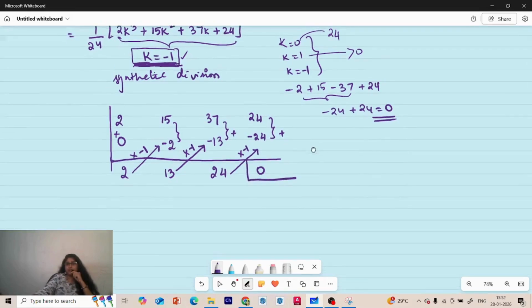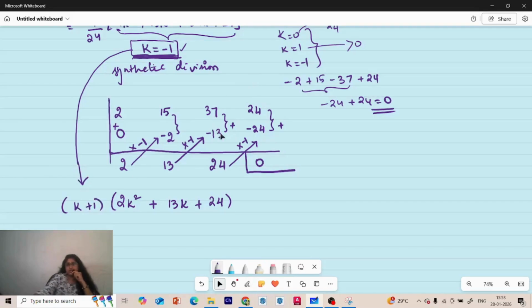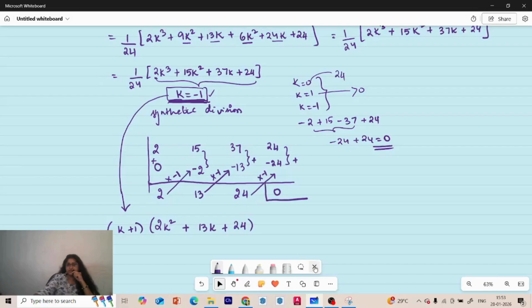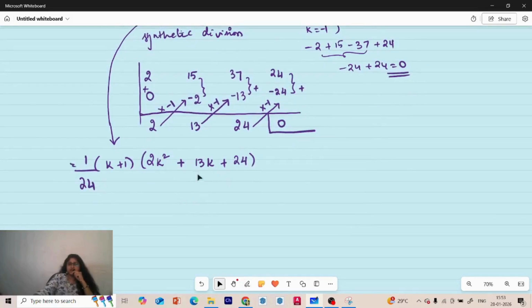Now what you're going to do is, this is going to be 2k square plus, this is a k term, and this is a constant term. This is multiplied with the factor. We found the k value -1, so k plus 1 is a factor. So your cubic equation can be expressed like this: 1/24 into k plus 1 into 2k square plus 13k plus 24. That's what we got.